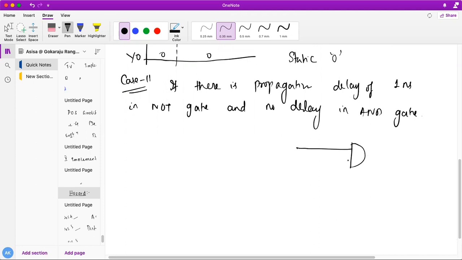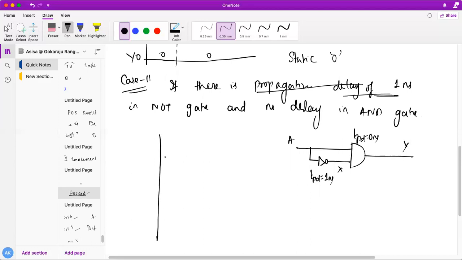This is my circuit obviously, and A is connected to this NOT gate. This is X, this is Y, this is the circuit. So if there is a propagation delay TPD of 1 nanosecond for the NOT gate, but TPD is 0 for the AND gate, how would my output waveform be? Obviously my output waveform looks like this. So please check here, I have already drawn this.